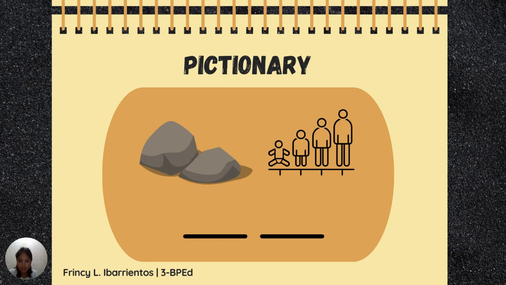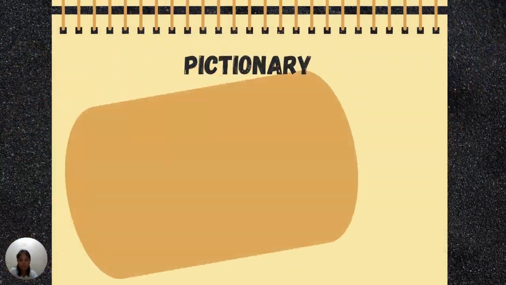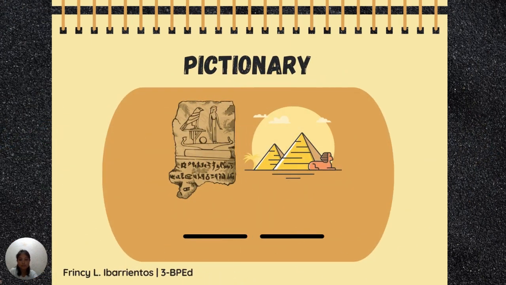Is it, ayan, is it rock age? Ayan, mali yun. Hindi rock age. Ano ba ang tamang answer for these pictures? It is Stone Age. Yes. So we will talk about it later on. Next, number 2. Ayan. 2 pictures ulit and 2 underlines. So it means it is 2 words. What is the answer for the second picture?